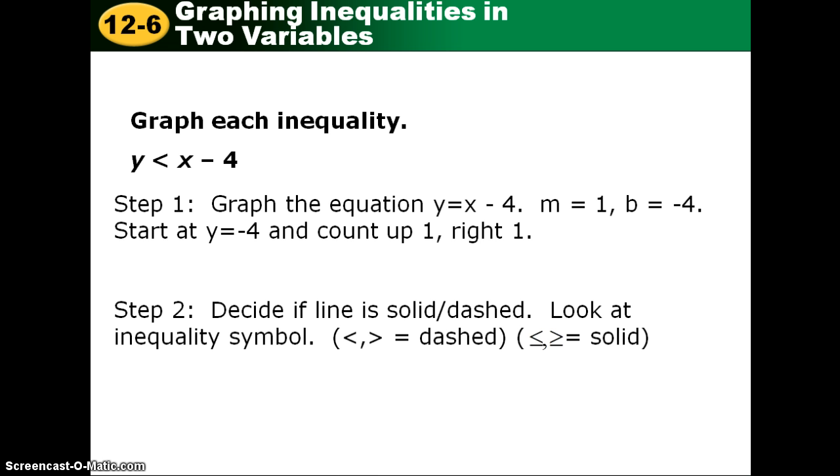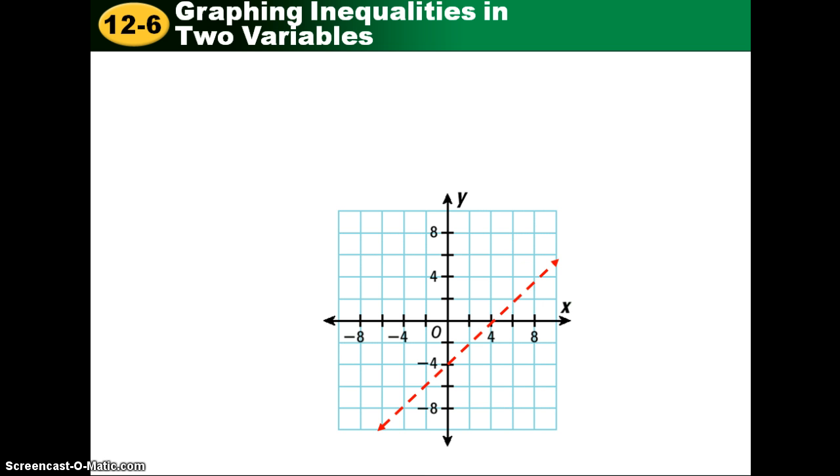Continuing with another inequality. y is less than x minus 4, so we graph the line y equals x minus 4, where the slope is 1 and the y-intercept is negative 4. So we start at negative 4 and count up 1, 1 to the right. This would be a dashed line because it's just a less than, no equal to. So there we are at negative 4, up 1, 1 to the right, up 1, 1 to the right, dashed line, and we would shade below the line because it was a less than.